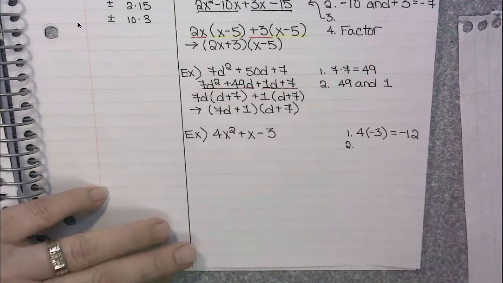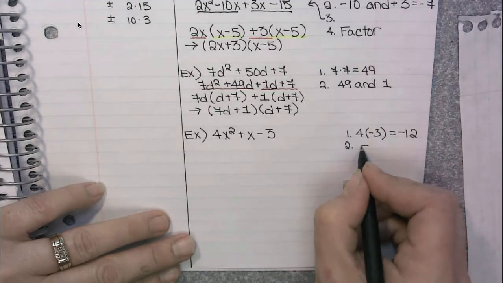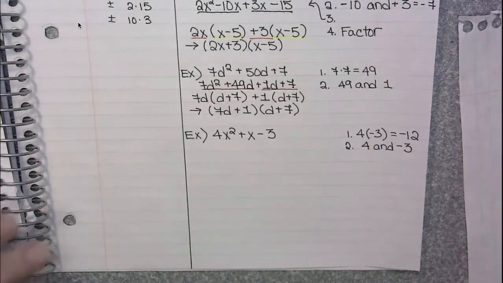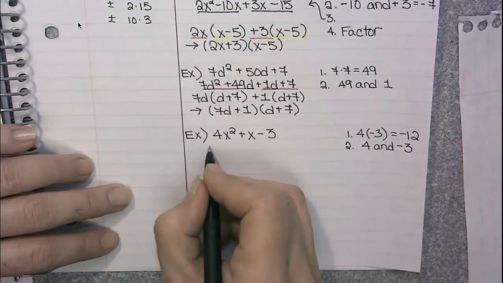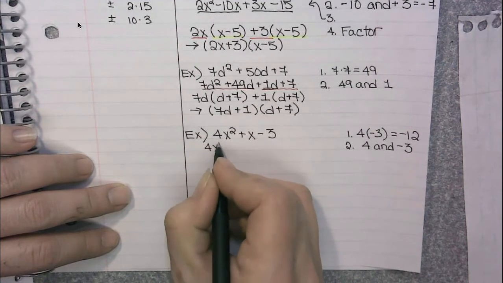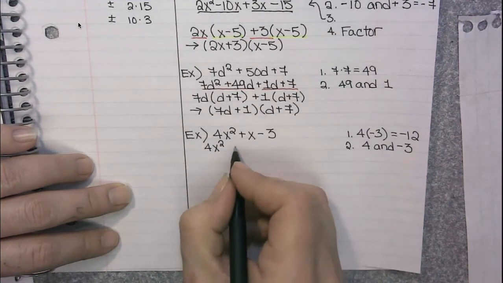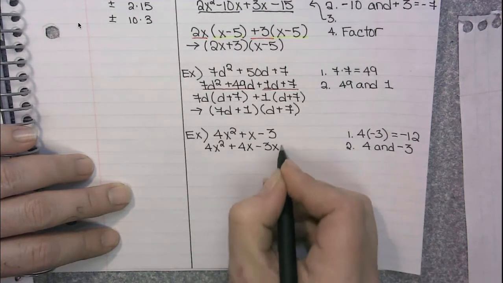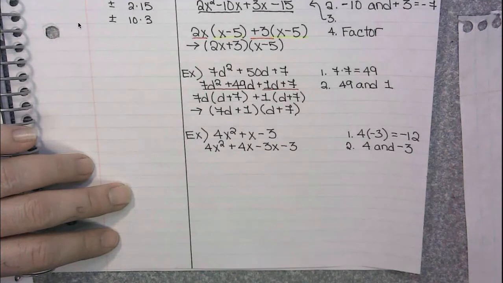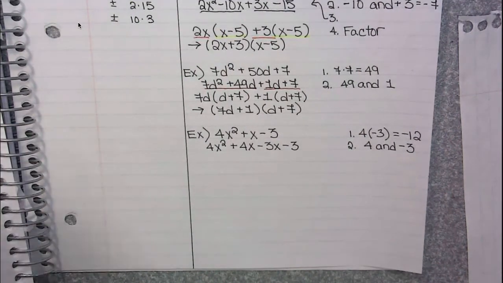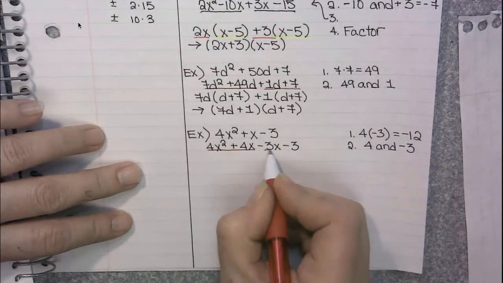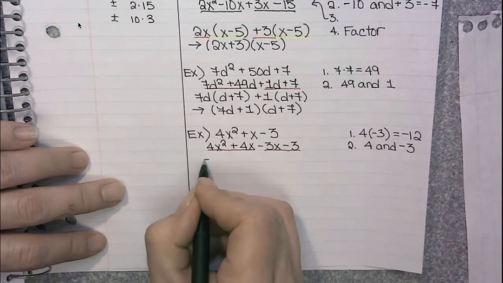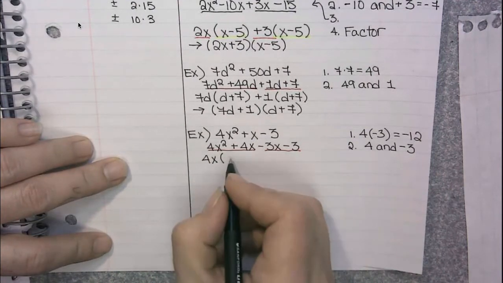So that could be positive 4 times negative 3. Step 3, we're going to rewrite. So 4x squared plus 4x minus 3x minus 3. I'm going to factor by grouping. So here's one group and here's the next group. 4x goes into both of these, so I'm going to factor out a 4x, and that leaves me with x plus 1.